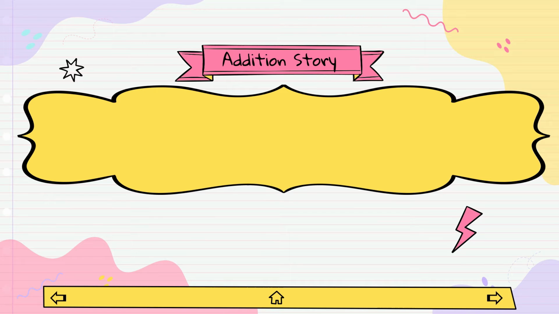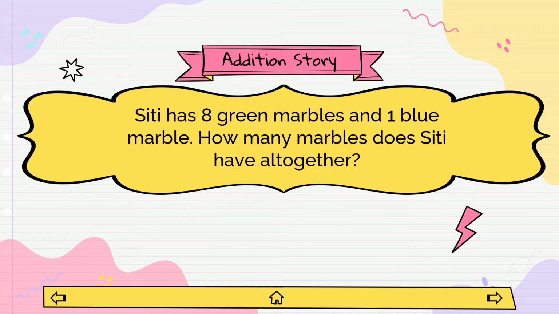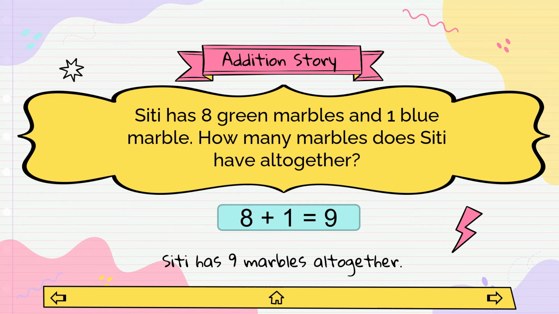So here is the addition story. City has 8 green marbles and 1 blue marble. How many marbles does City have altogether? So here is the number sentence that we're going to use: 8 plus 1 is equal to 9. So therefore, we conclude that City has 9 marbles altogether.